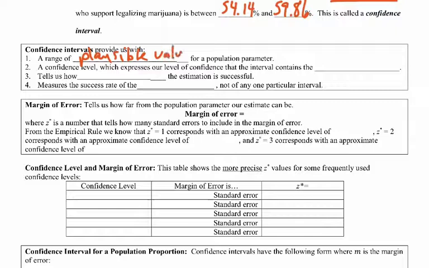for a population parameter. It gives us a confidence level, which expresses our level of confidence that the interval contains the true population proportion, and it gives us an idea of how good our method is and how successful we think our method is. It tells us how often the estimation is successful. If we were to keep repeating pulling samples from this distribution using this method, how often would those intervals contain the true population parameter? In this case, in our example, about 95% of the time. So it measures the success rate of the method, not of any one particular interval.